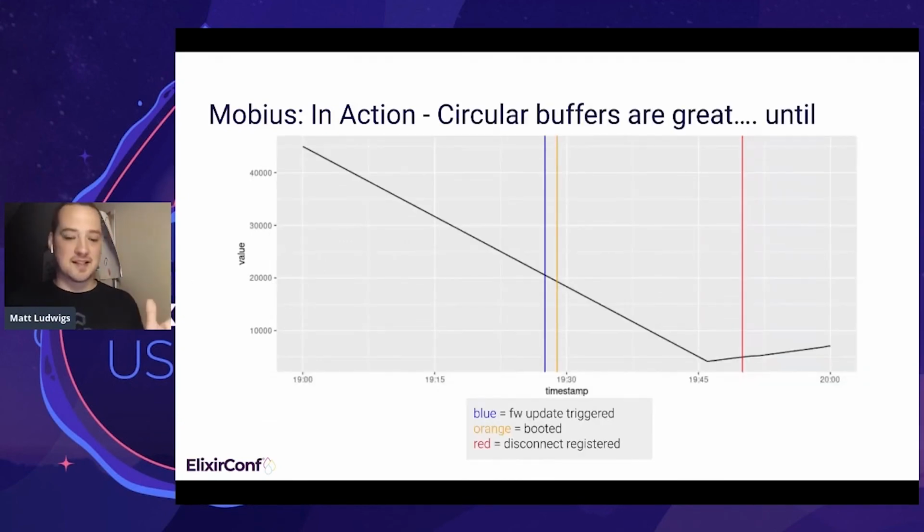So that tells me how I misconfigured pulling in that metric. And then I zoomed into the area where there was a firmware update. This is where we see that the first line is when the firmware update was triggered. The next line was when we got a boot count. And then the red line is when the disconnect registered.